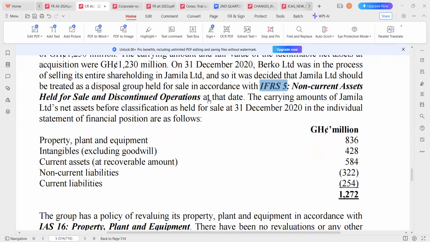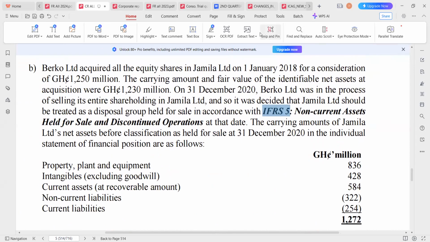Look at something. For your eyes, look what the examiner has done. They give you PPE, intangible, current assets, non-current liabilities. So which of the assets do not qualify? If you are doing the evaluation, you have to maintain them. Which one do you have to maintain? Which one don't you need to worry yourself about their valuation? The current assets.